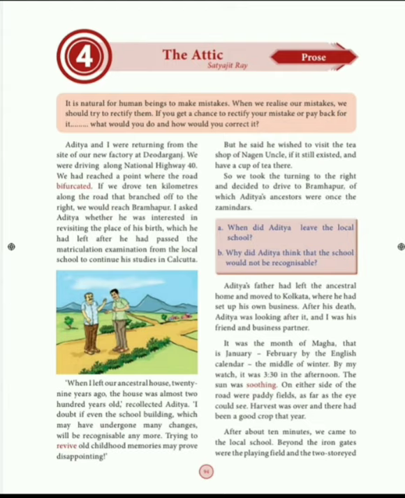Now it was the month of Magha. It is mentioned that this is between January and February in the English calendar, and that was the month he was traveling. It was given in terms of Magha, and it is a month between January and February, and the time mentioned is 3:30 in the afternoon, and the sun was soothing. They were traveling.